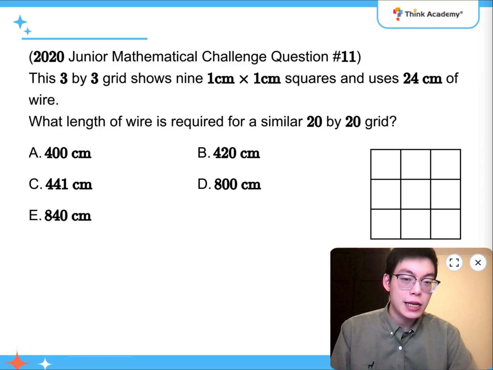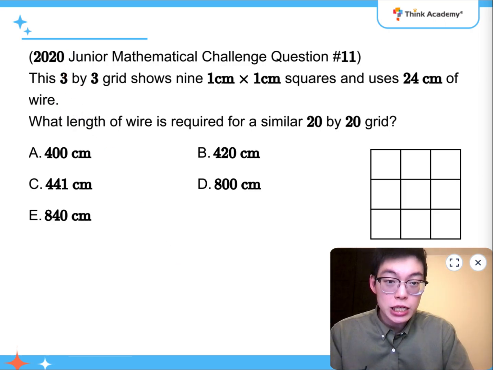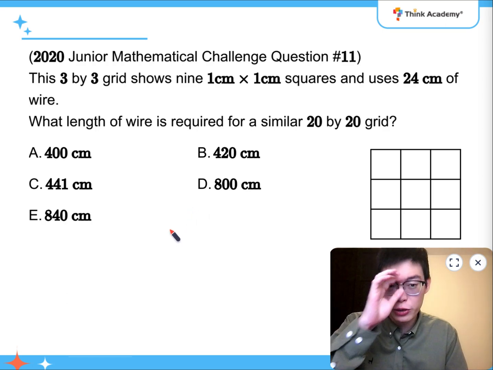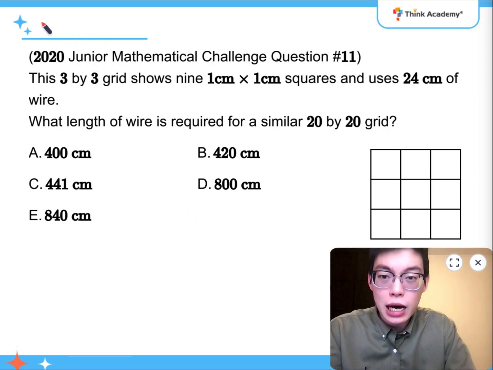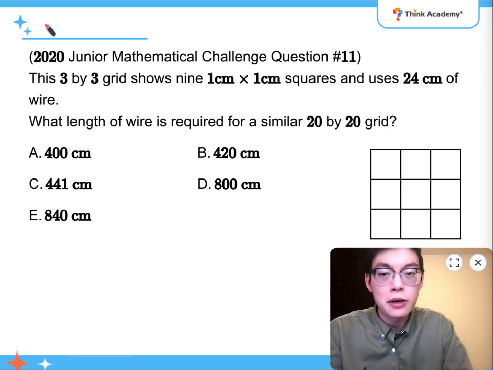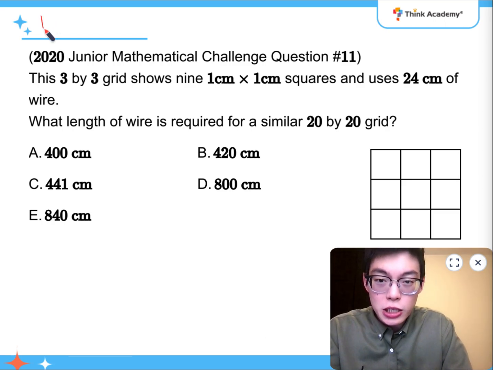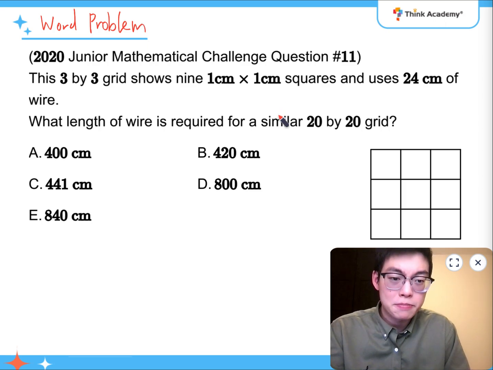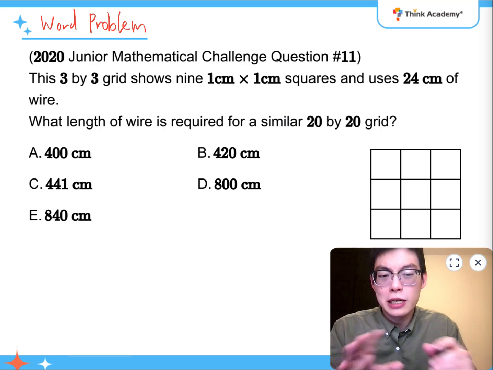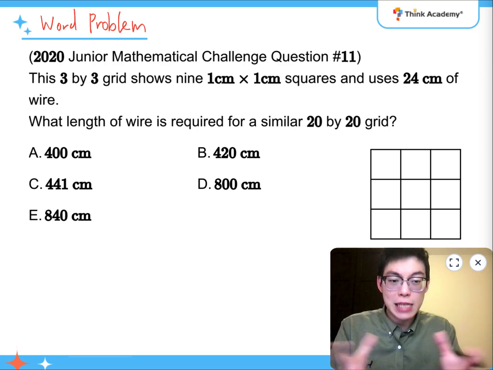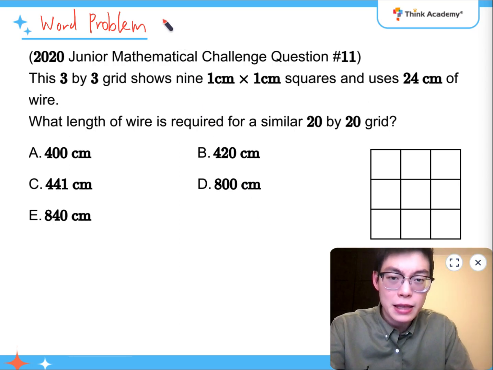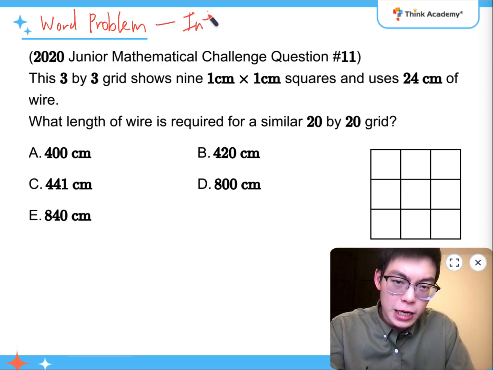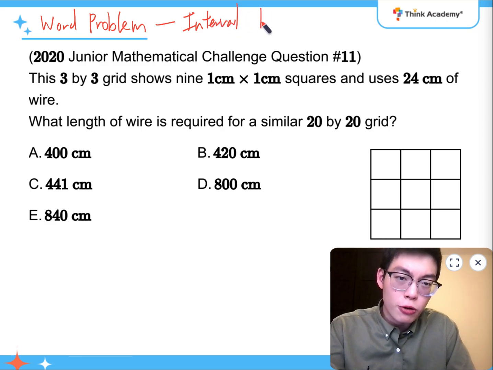And then question 11, I would say that actually it looks like a geometry question, but, well, you can say that it's a geometry question, but then I prefer to call it a word problem. Why is it a word problem? Well, it's not like this question is set up in word problems, but then it definitely belongs to the interval problems.